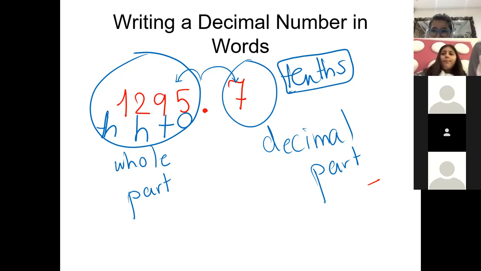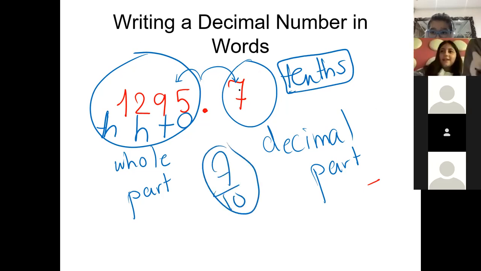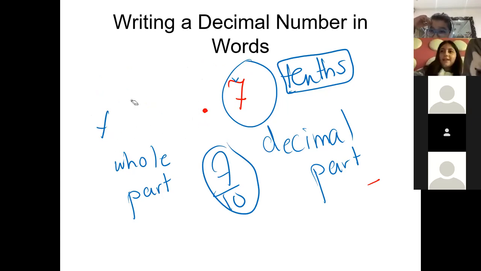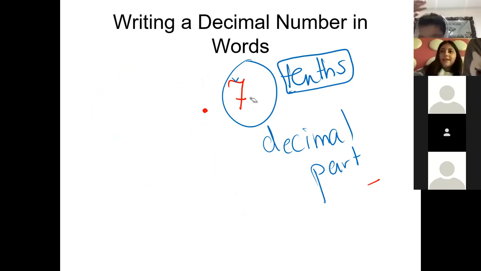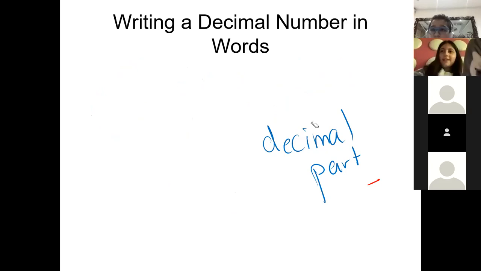Because it is a fraction. 7 out of 10. Bravo, it's a fraction. Because 7 means 7 parts are colored out of 10. So 7 tenths. So what is the place value of 7? Tenth. Excellent. Bravo. Proud of you. Okay. Now we have finished the whole parts and the decimal parts.